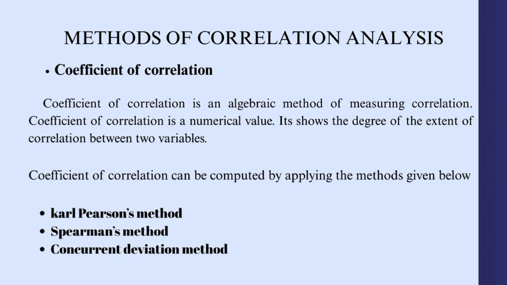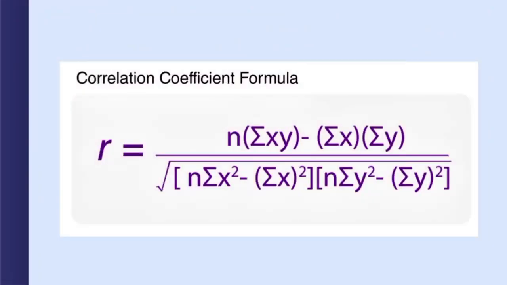We have here the correlation coefficient formula of Karl Pearson. N is the number of data pairs. Summation of xy is the sum of the product of x and y values. Summation of x is the sum of the x values. Summation of y is the sum of the y values. Summation of x squared is the sum of the squares of the x values. And summation of y squared is the sum of the squares of the y values.